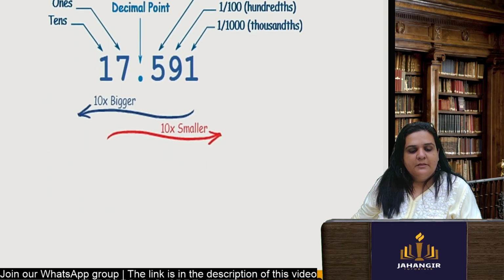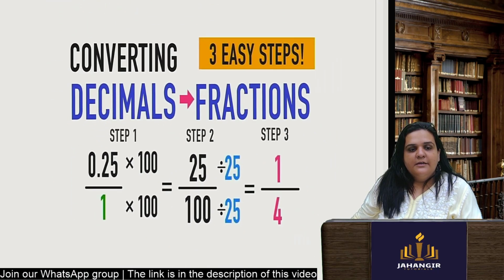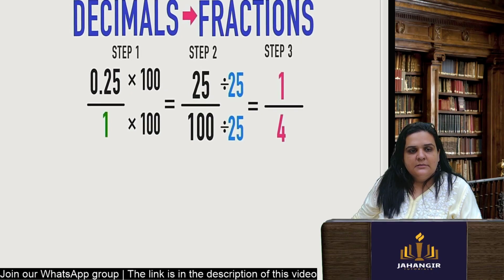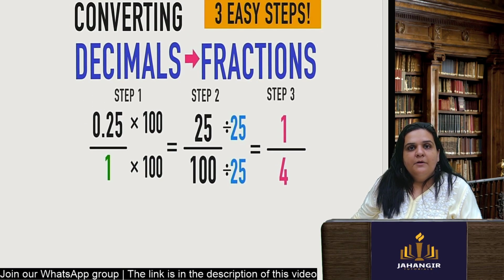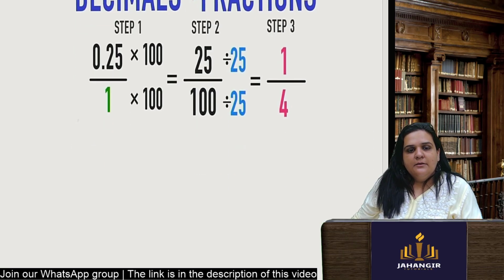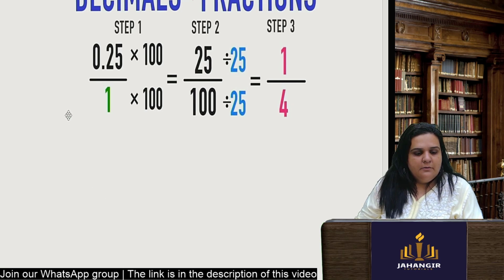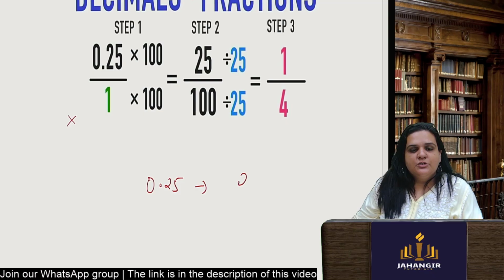Okay, again the same thing. Converting decimals into fractions. If I tell you 0.25, convert it into a fraction, you will say 25 upon 100. 25 ones are 25, 25 fours are 100.